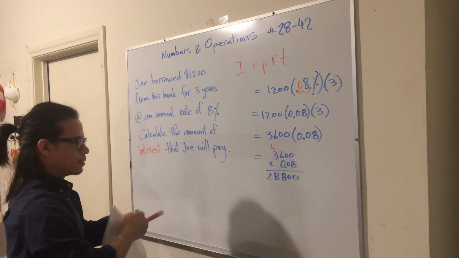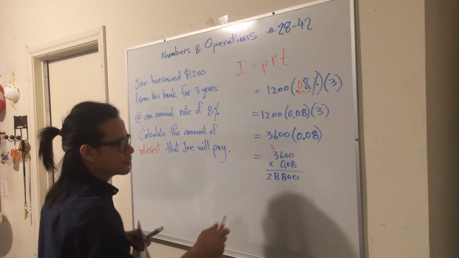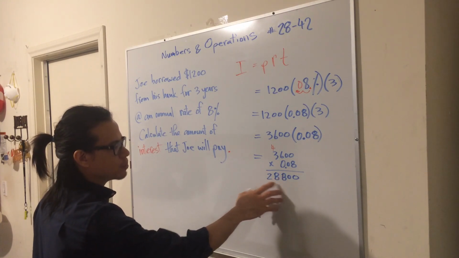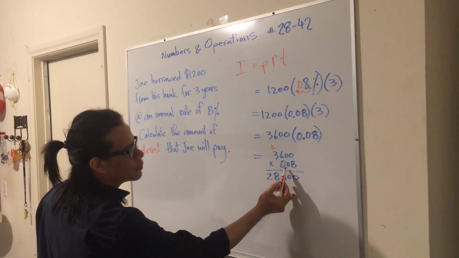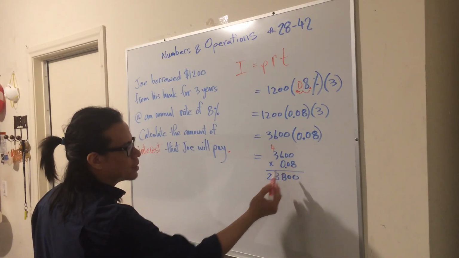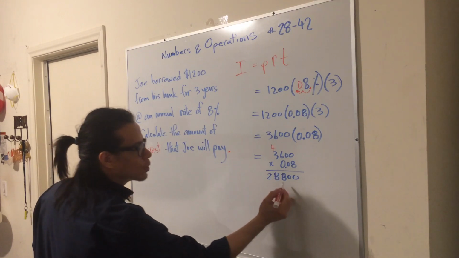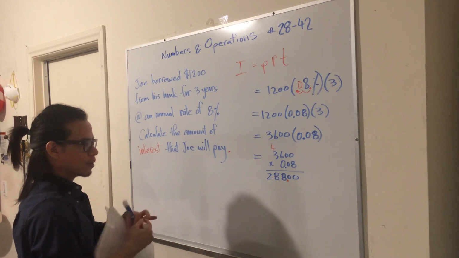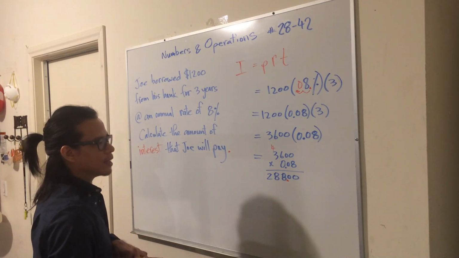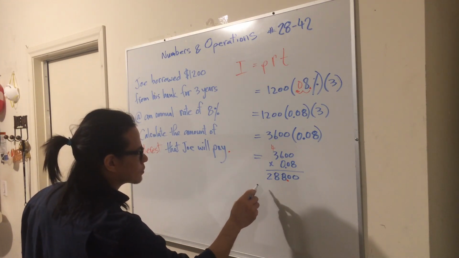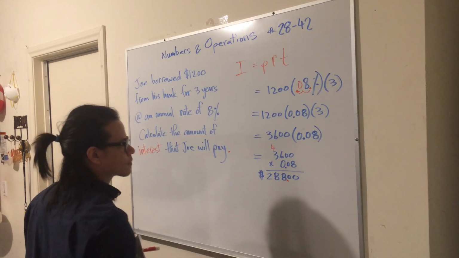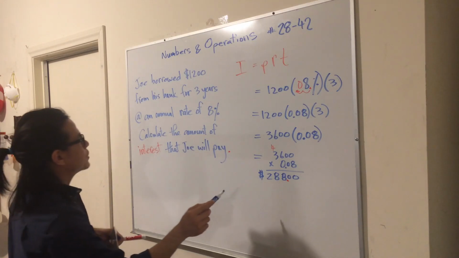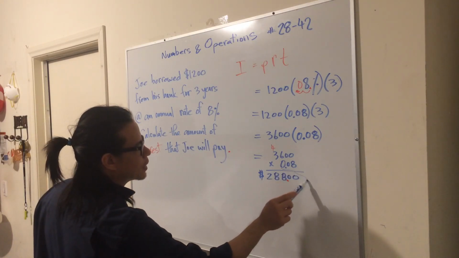Now, sometimes the tricky part is to determine where the decimal point would go. So here we have 2 digits to the right of the decimal. That means in our answer, we're going to have 2 digits to the right of the decimal. So for our answer to this one, you can say the interest that the bank will charge Joe at the end of 3 years would be $288.